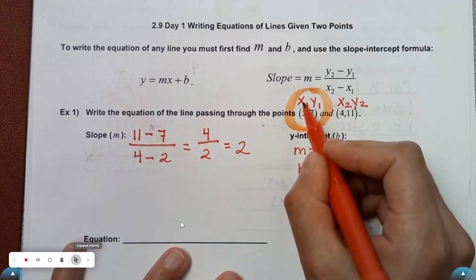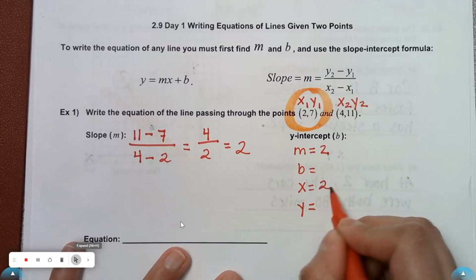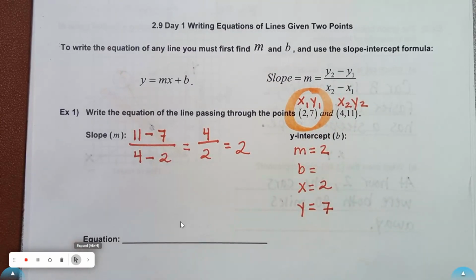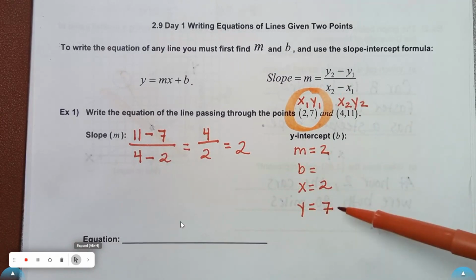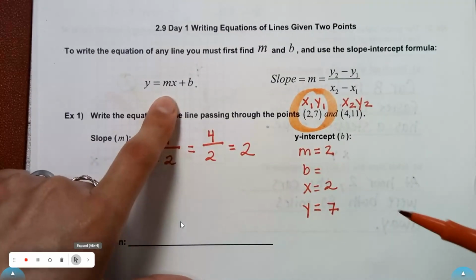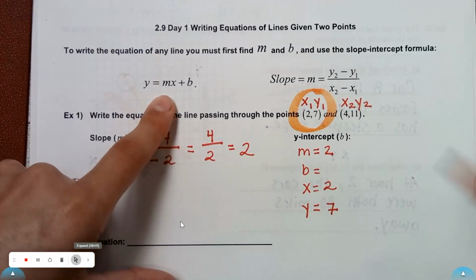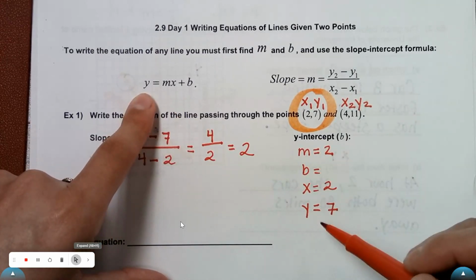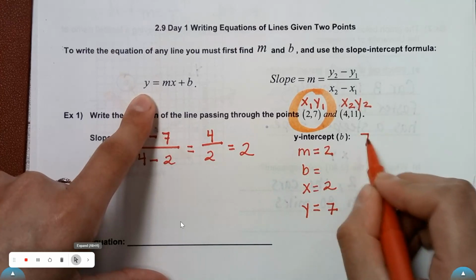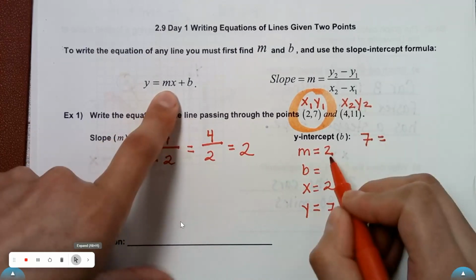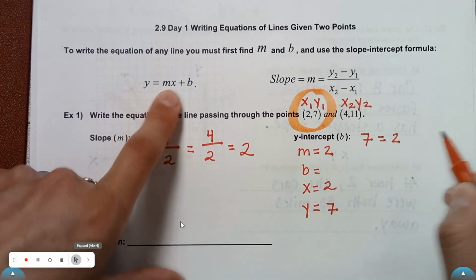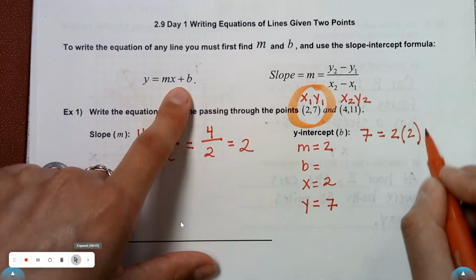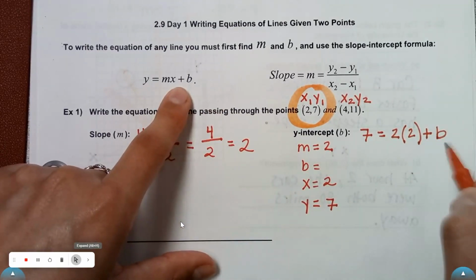So the 2 is in the x spot, so I'm going to write 2 here. And the 7 is in the y spot, so I'm going to write 7. I'm going to plug these 3 numbers into this formula. The only letter that doesn't get a number is the letter b. Instead of y, I'm going to plug in 7. Instead of m, I'm going to plug in 2. Instead of x, I'm going to plug in 2. And then I'm going to write plus b because I don't know what that is. That's what I'm solving for.